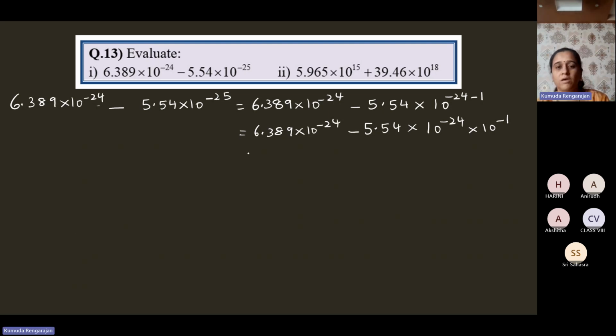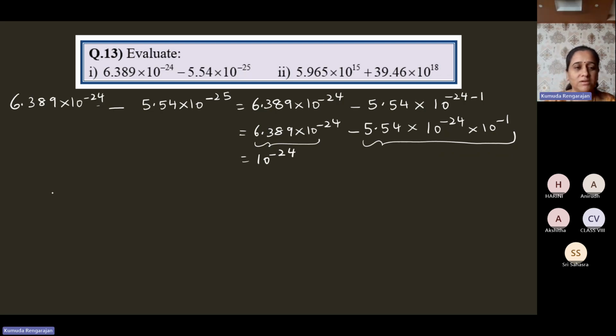Okay. Now, this is one expression. This is another expression. Now, what is common between these two? 10 to the power minus 24 is common.